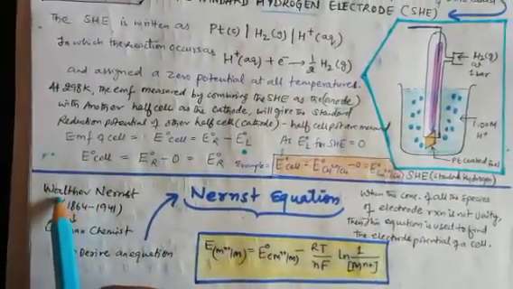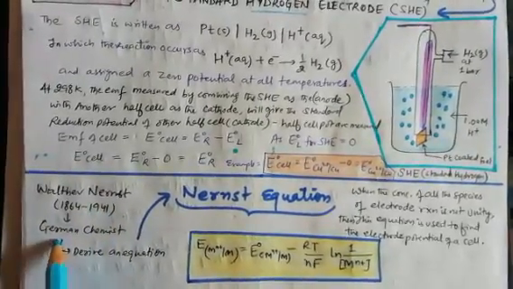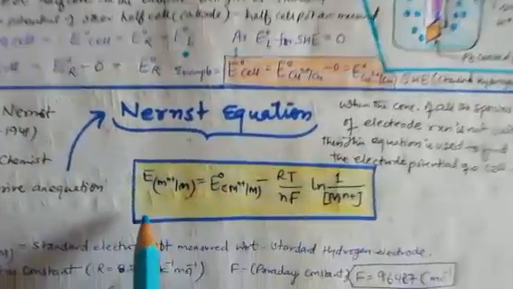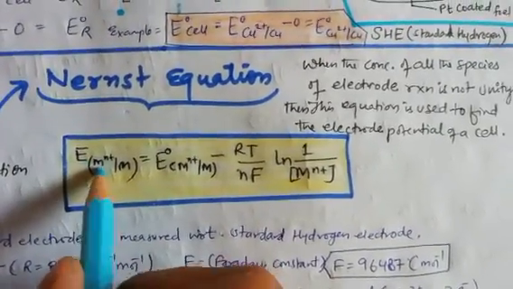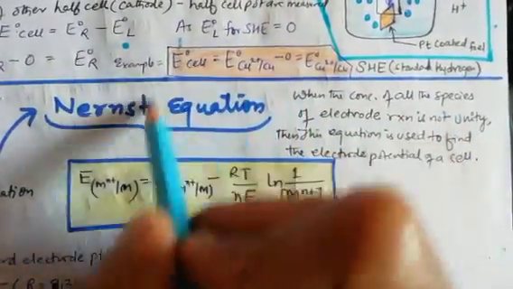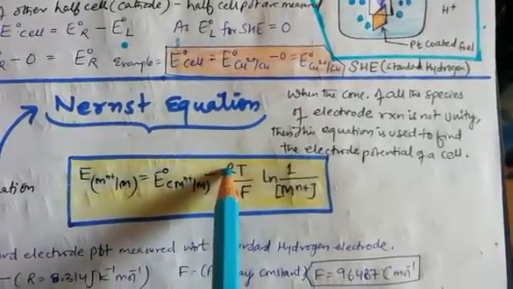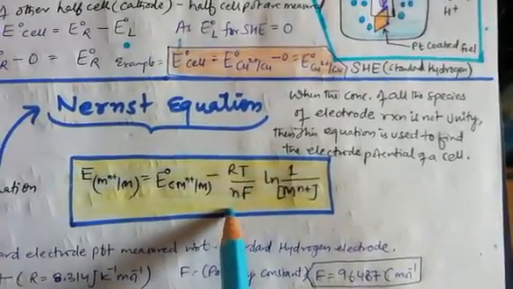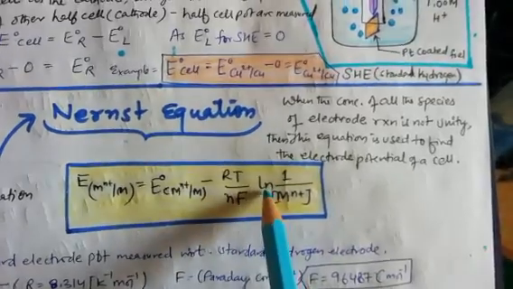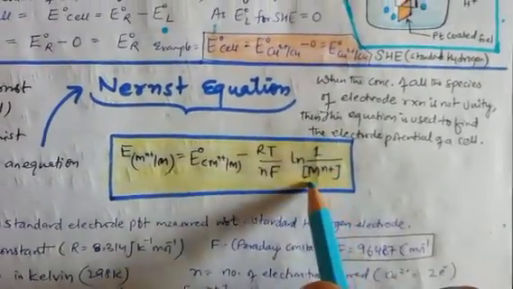The Nernst equation was given by Walther Nernst, 1864 to 1941. He was a German chemist, and he derived the Nernst equation. The equation is this, in which E is the potential of a metal ion into metal cell, and we are finding the cell potential. This is E naught, whatever value we find, we put it here, and minus RT upon NF, where R is the gas constant, T is temperature, N is the number of electrons, F is the Faraday value, and log, we can say, 1 upon metal ion.